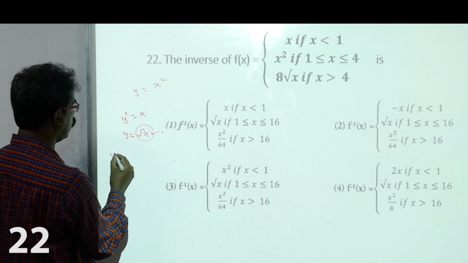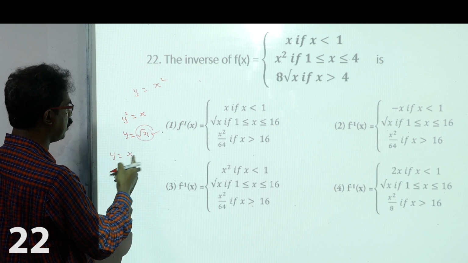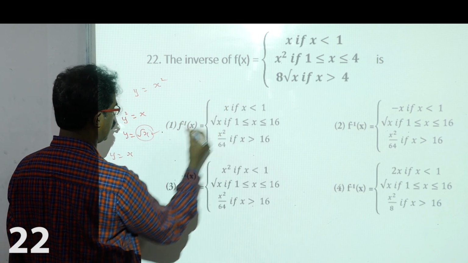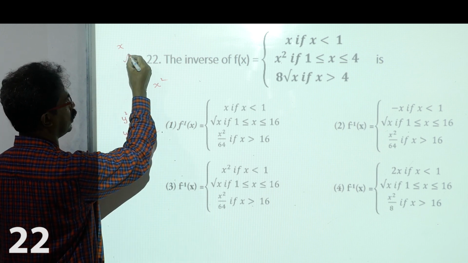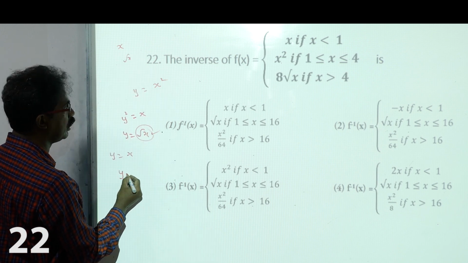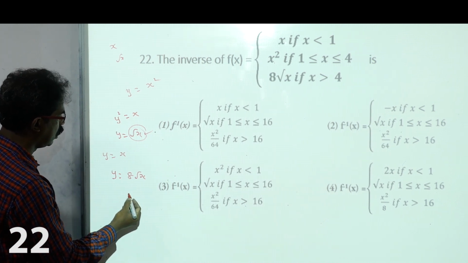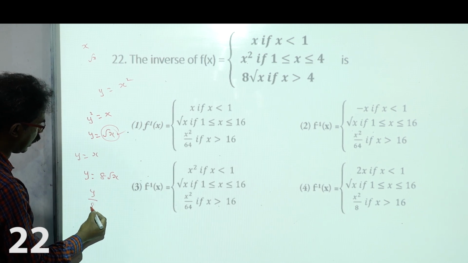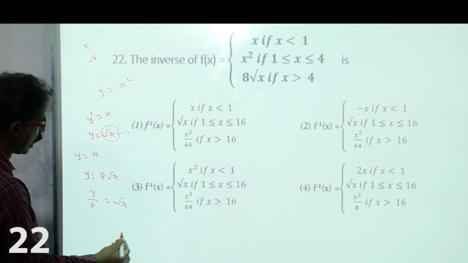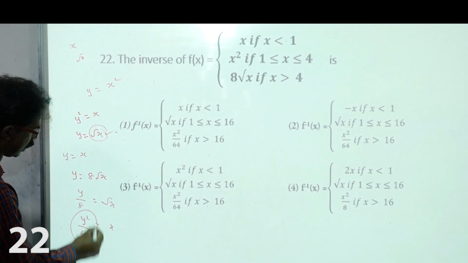For the first one, y equal to x. So it is the same image only. So it is x only for that one. For the first one, the inverse is x. For the second one, it is root x. And the last one, you see, y is equal to 8 root x. So here 8 you bring here, so y by 8, that is root x. If you square it, x is equal to y square by 64. So this is the inverse.